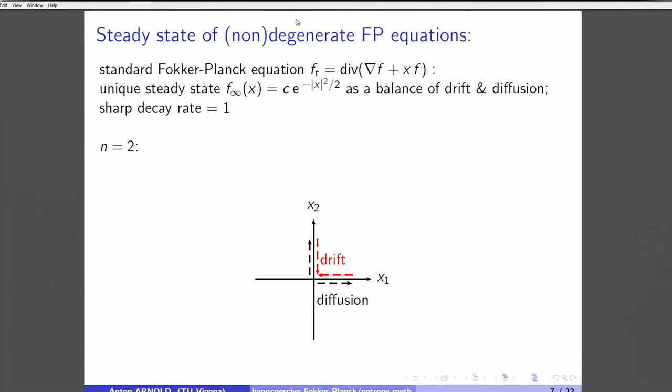So let me just give you an illustration of examples that on the one hand may be coercive and on the other hand are not coercive, but at least hypocoercive. So let's again go back to the simplest example with the standard Fokker-Planck equation that we saw this morning. So here in the standard Fokker-Planck equation, we know the unique steady state, and this steady state can somehow be seen as a balance of two mechanisms.